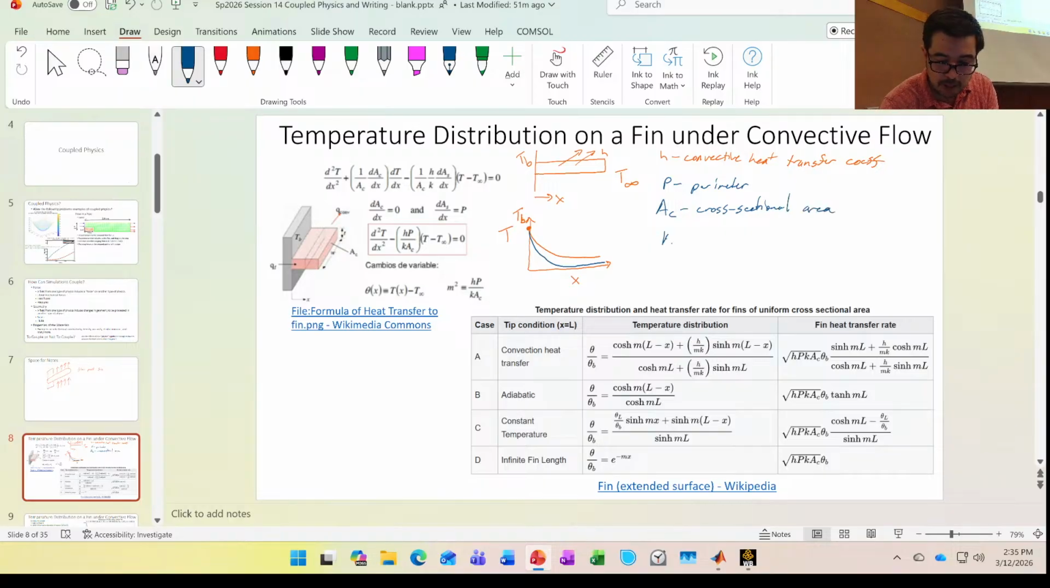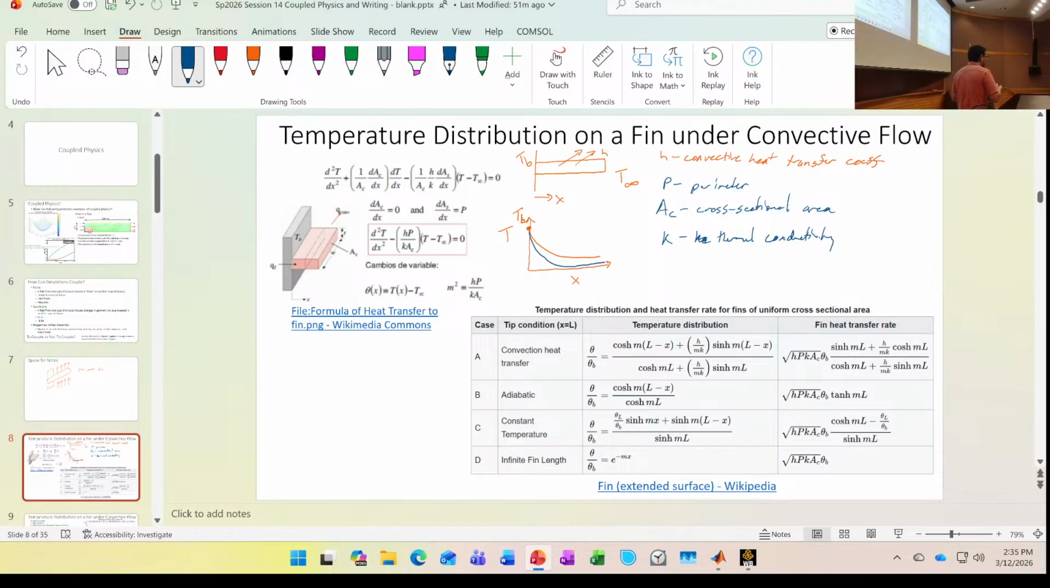Okay, and K is heat conduction, or the thermal conductivity. Okay, so all these factors affect how that temperature profile is going to be, and they also affect the heat flux. See, this is the fin heat transfer rate. That's just a fancy way of saying heat flux.